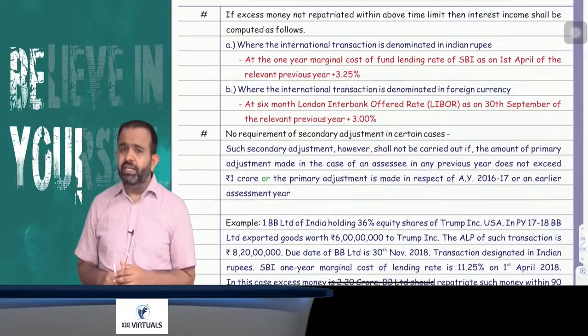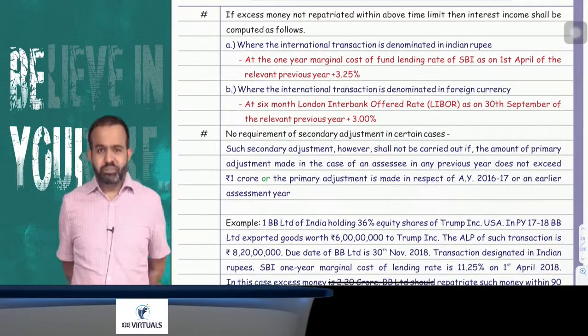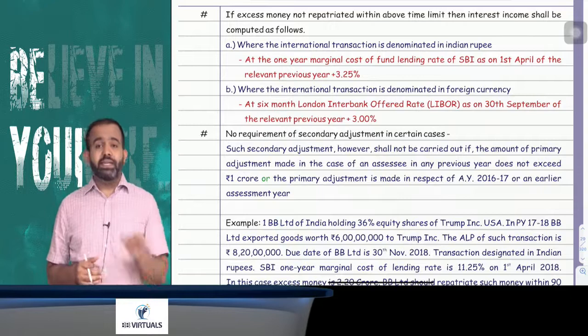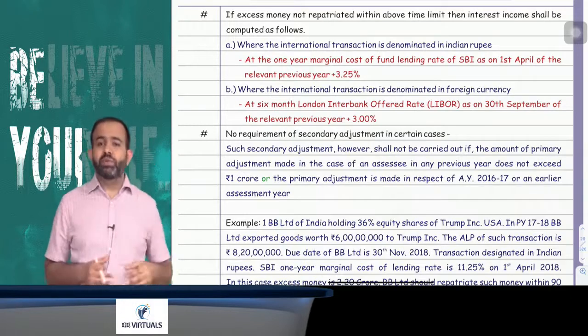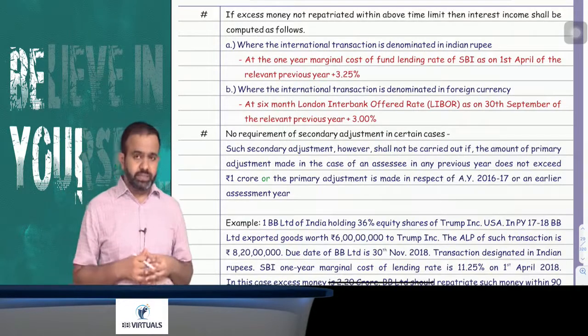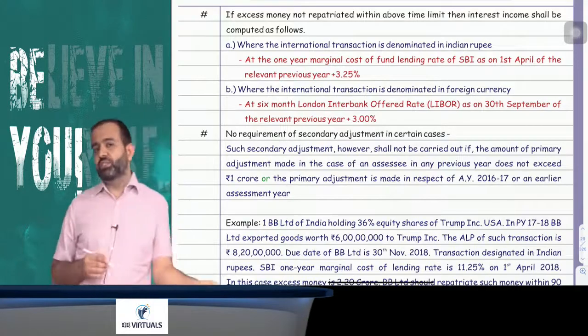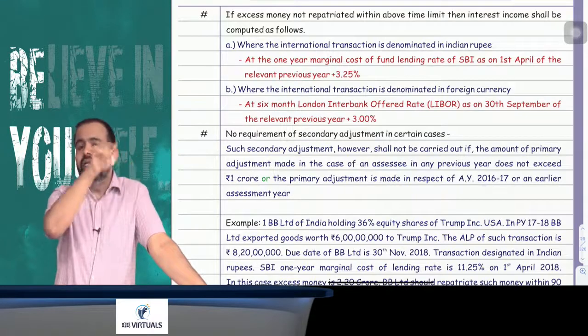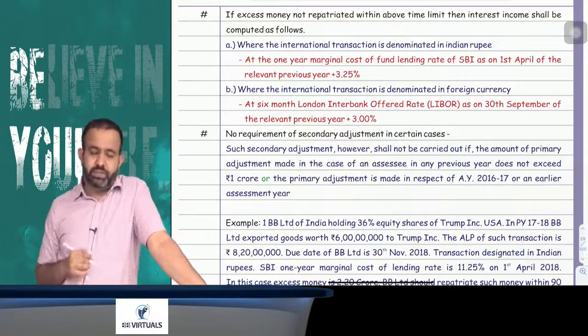Yes. Now the question is, sir, what will be the interest rate? Because you are saying that every year interest income will be added. So what will be the interest rate? The interest rate depends on whether your transaction was denominated in Indian currency or foreign currency. Suppose your transaction was denominated in Indian currency. Indian currency means rupees. In our example, 7 crore, 5 crore, that was Indian rupees.